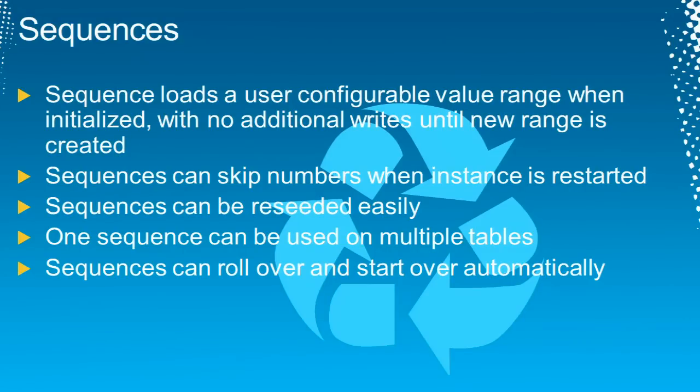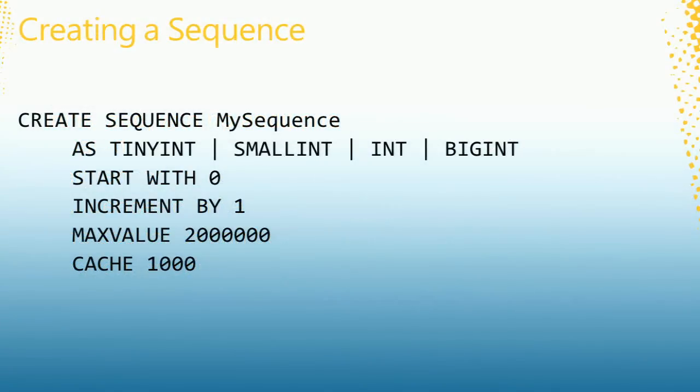You can reseed the sequence relatively easily. There's a reseed command, which I think is in the demo, in the script I've got. And yeah, we covered the rest of that already. So here's the code to create a sequence. You can specify whatever data type you want: tinyint, smallint, integer, or bigint. I believe the numeric data types are supported as well. So you've got start with 0, increment by 1. I've got a max value of 2 million, and I'm caching 1,000 at a time.